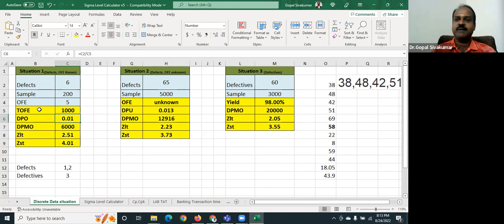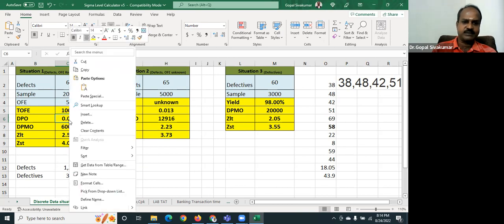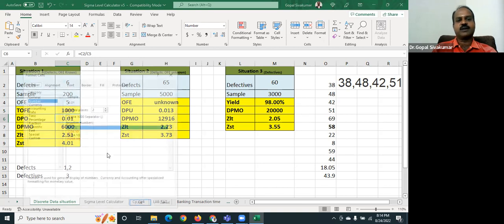Defects divided by total opportunity. Defect is how many? 6. Total opportunity is 1000. I think this got rounded, right? Don't worry about it. So this got rounded.